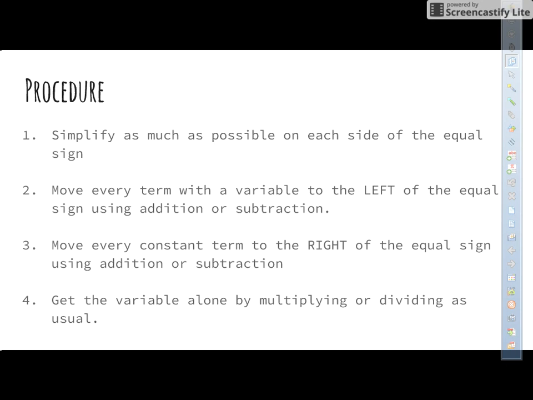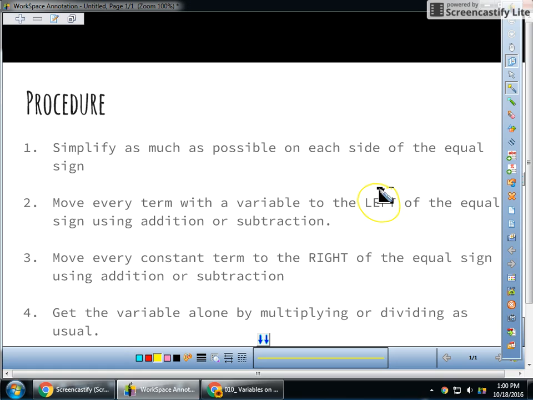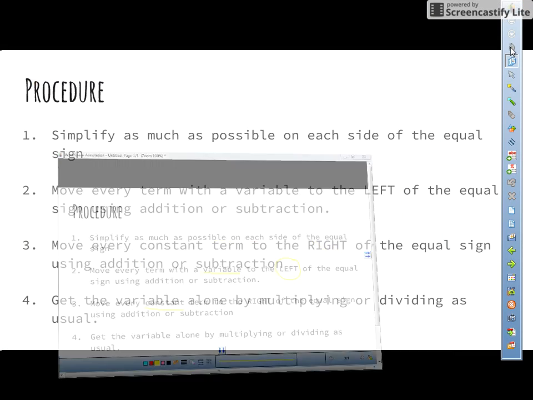Then we need to move every term with a variable to the left side of the equal sign. And that's very important for our upcoming unit on inequalities. So we need to get in the habit of moving any variable to the left of the equal sign using only addition or subtraction. We move terms by addition or subtraction. We separate a coefficient and a constant by multiplication or division. So once we move the variable or the letter to the left-hand side, remove every constant or number to the right-hand side. Then we get the variable alone by multiplying or dividing as usual.